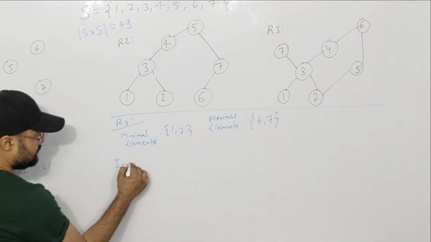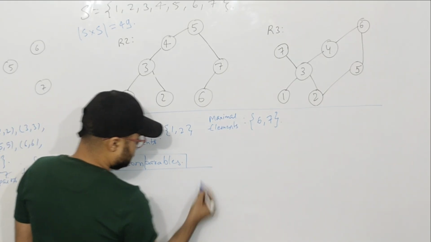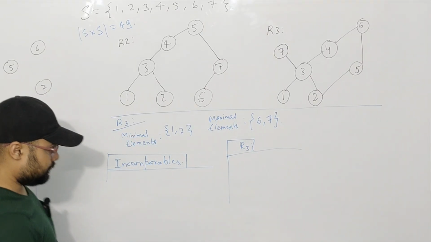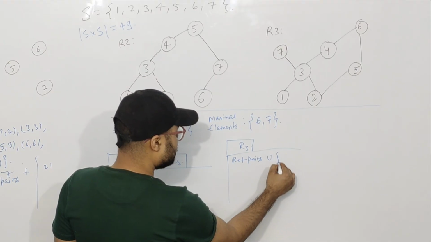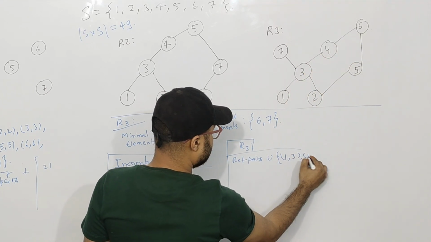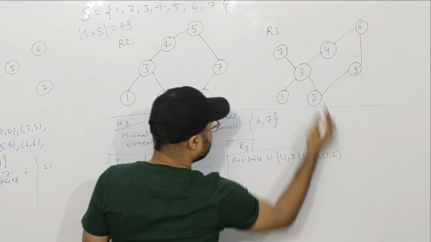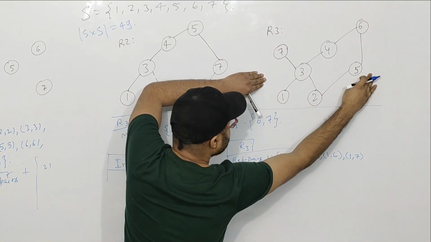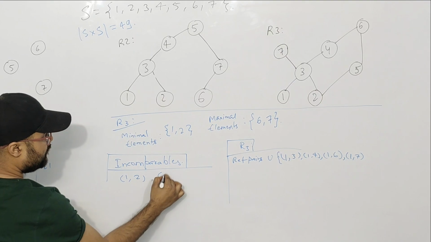Now I will have incomparables on this side, and R3. So R3 is reflexive pairs union. First minimal element is 1. With respect to 1, you can have 1 and 3, 1 and 4, 1 and 6, 1 and 7. And whatever comes from this side, 2 and 5, they are incomparable to 1. 1 and 2, 1 and 5, they are incomparable.